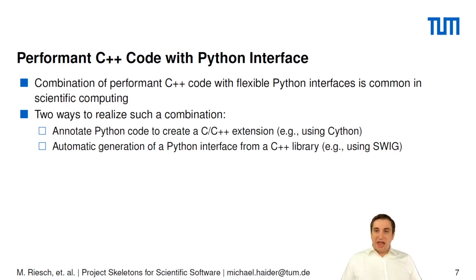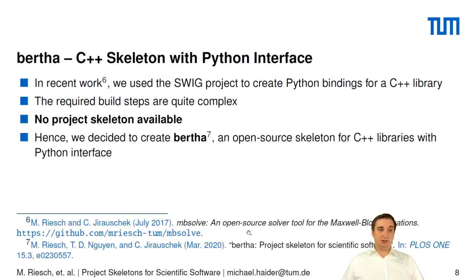The first way is to annotate Python code to create a C or C++ extension, for example, using Cython. Or the other way around is basically to automatically create a Python interface from a C++ library. This can be done, for example, using the SWIG project.